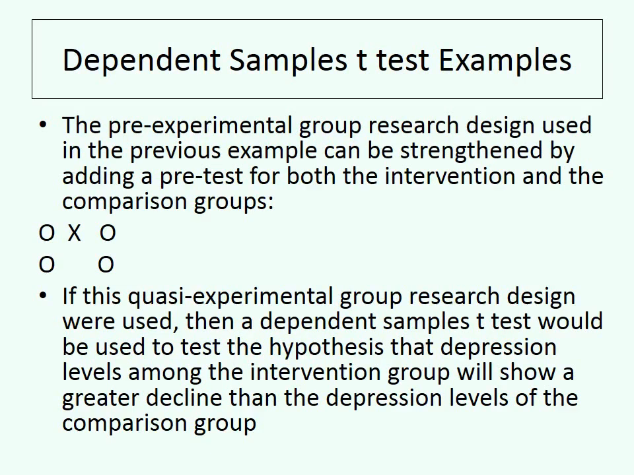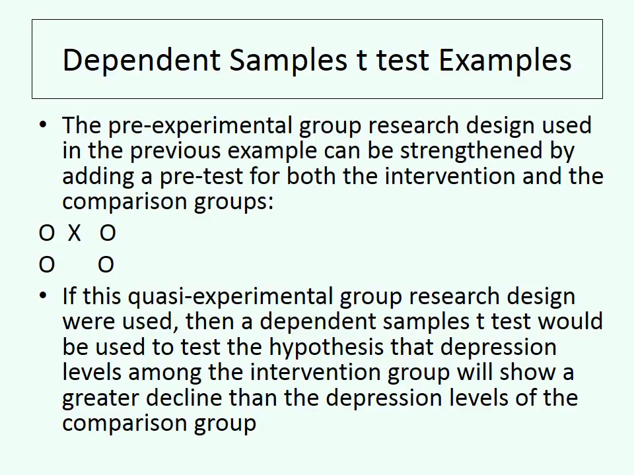One of the problems with the research design in the previous example is that we cannot determine the time ordering of the independent and the dependent variables, because there is just one point of data collection, and that is the post-test for both groups. This research design could be strengthened by including a pre-test for both groups, so that we could determine whether or not depression levels changed after people began participation in the intervention.